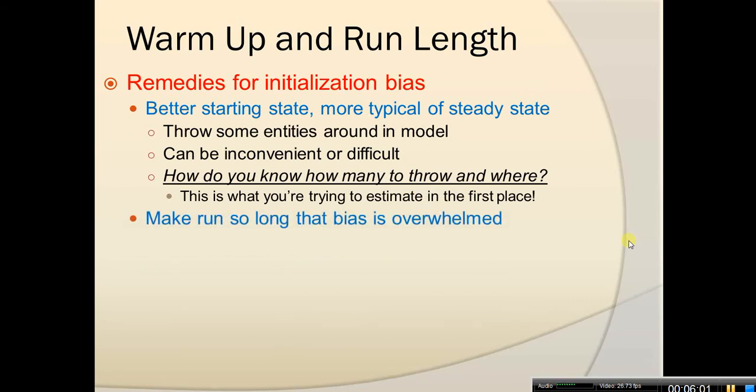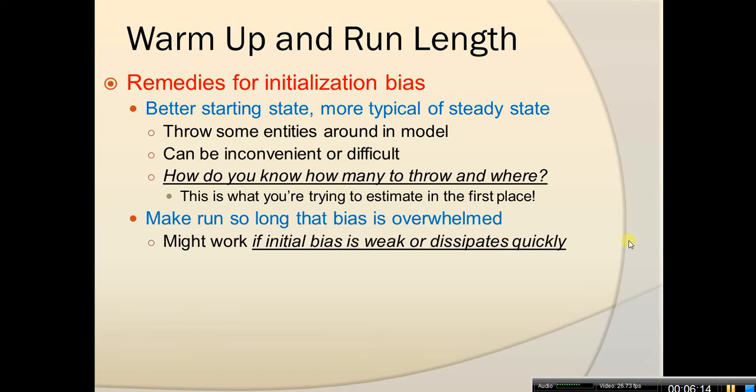And so another type of remedy that we can use for initialization bias is to make runs so long that bias is overwhelmed. However, there are some problems with this solution as well, because it might work if initial bias is weak or dissipates quickly. But if that's not the case and the initial bias is very strong or persists, then running it for very, very long still might not take care of the strong initial bias. So another solution for initialization bias is to let the model warm up, still starting empty and idle.